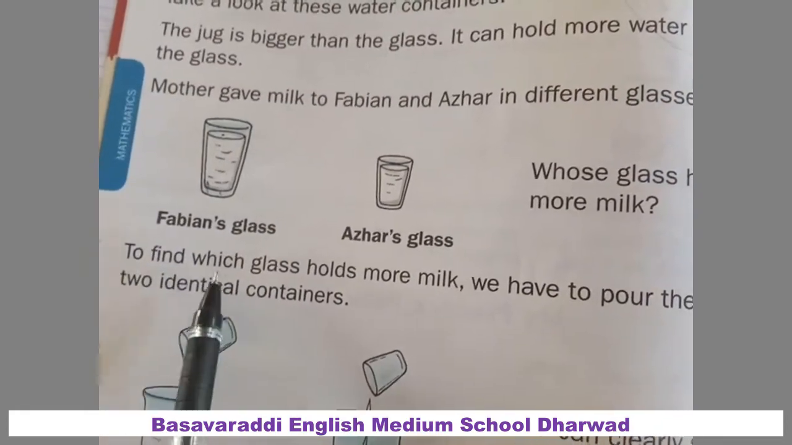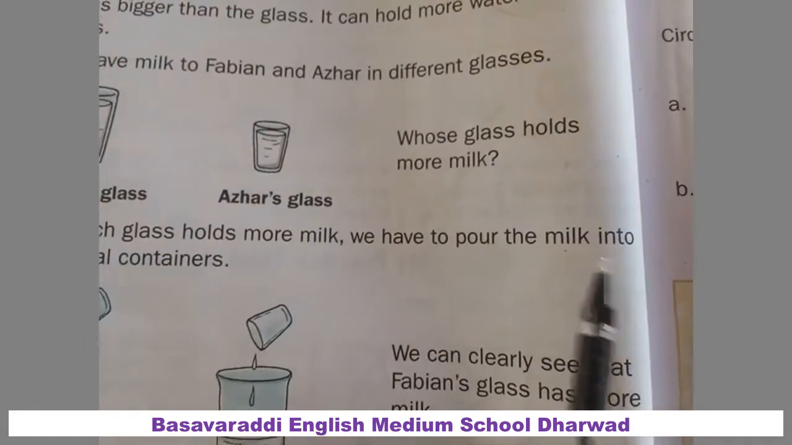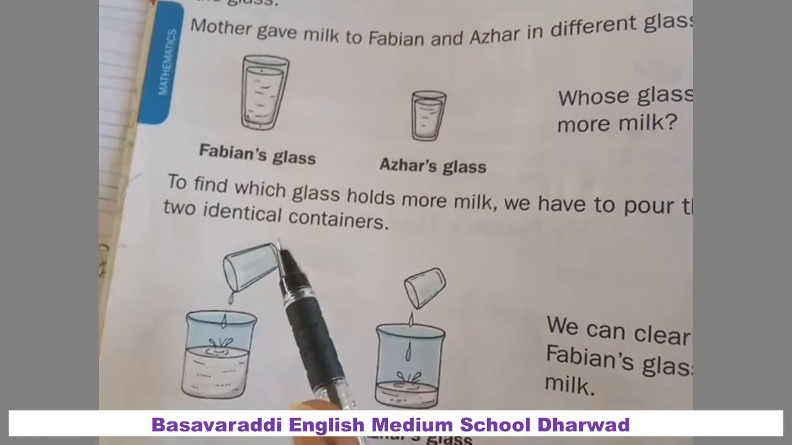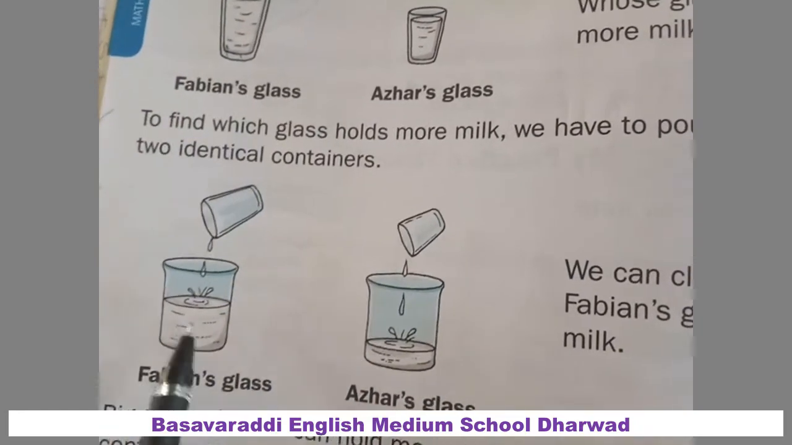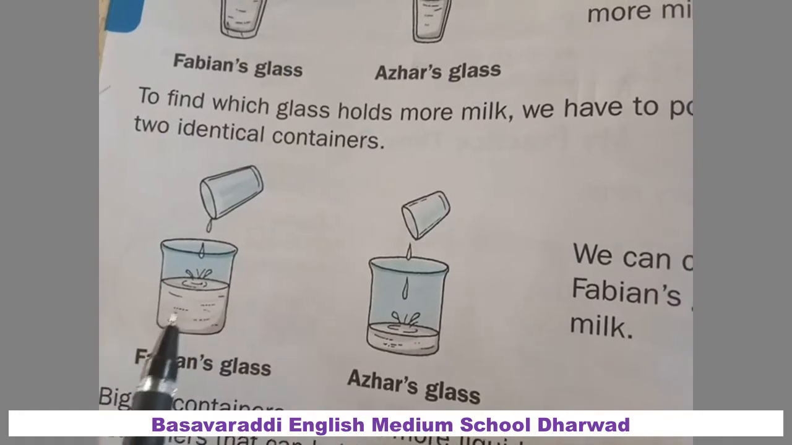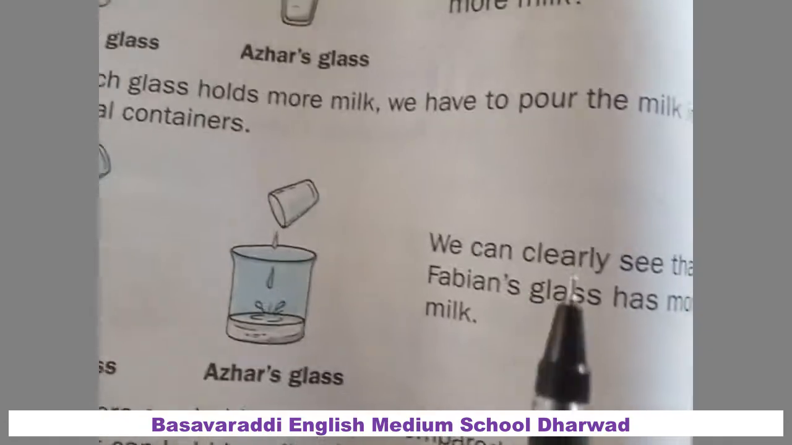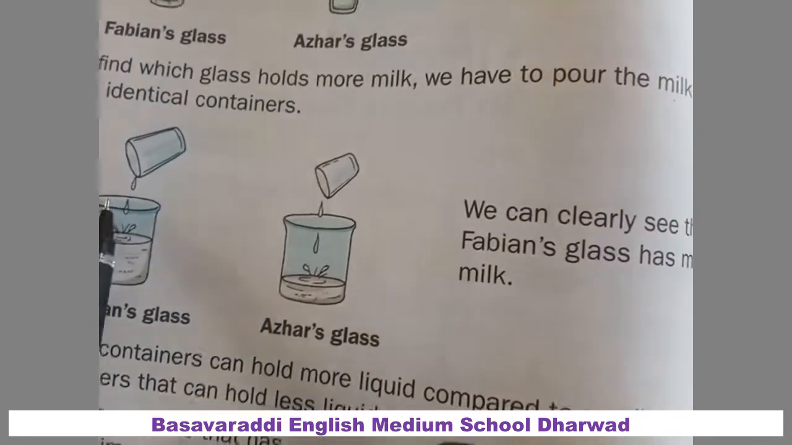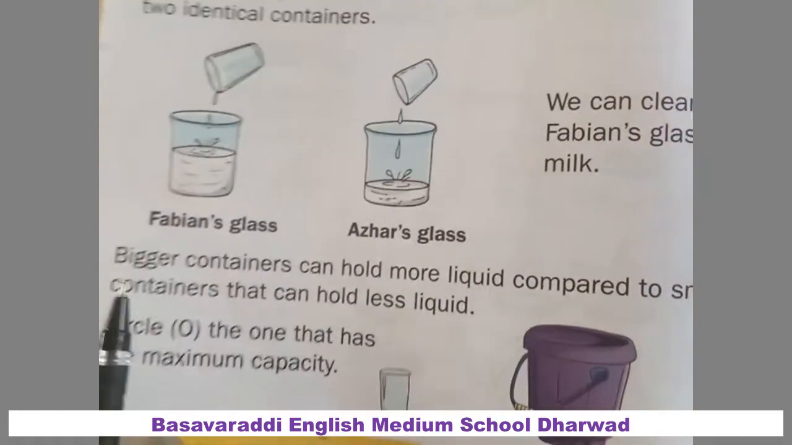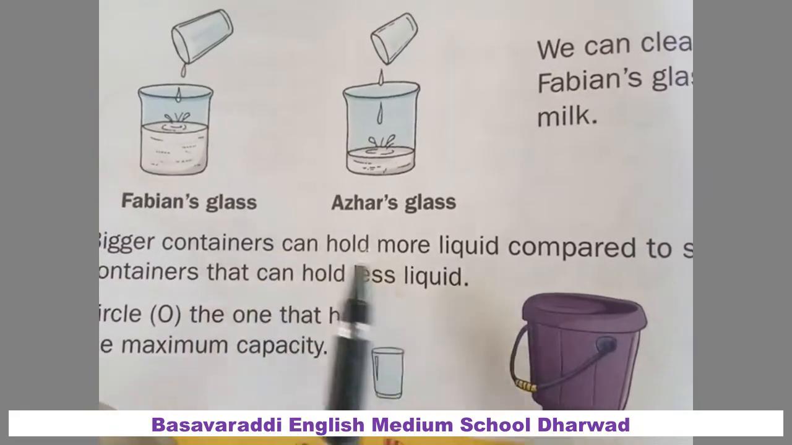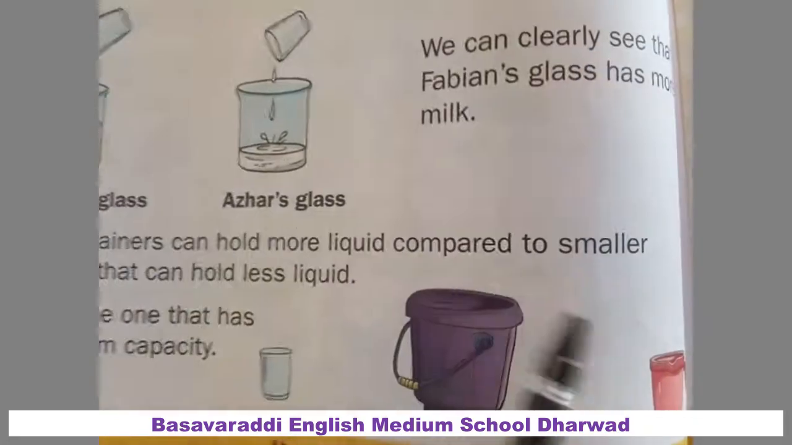Now find out which glass holds more milk. We can pour the milk into two identical containers, the same containers of the same size. When we pour the milk, what happened? Fabina's is more and the other is less. We can clearly see that. Fabina's glass has more milk. So a bigger container can hold more liquid compared to the smaller one.